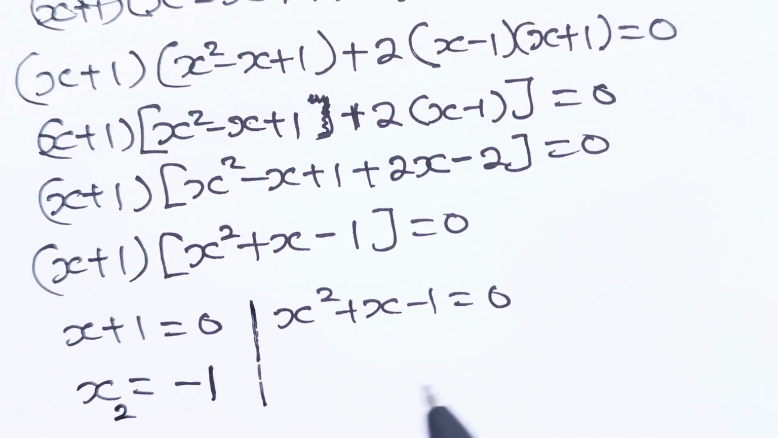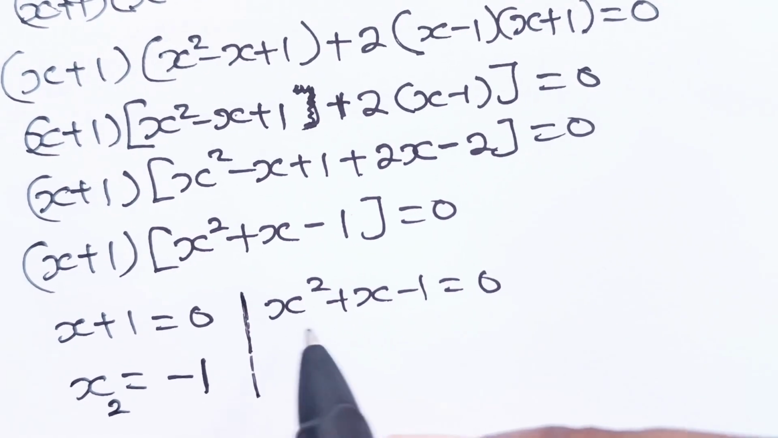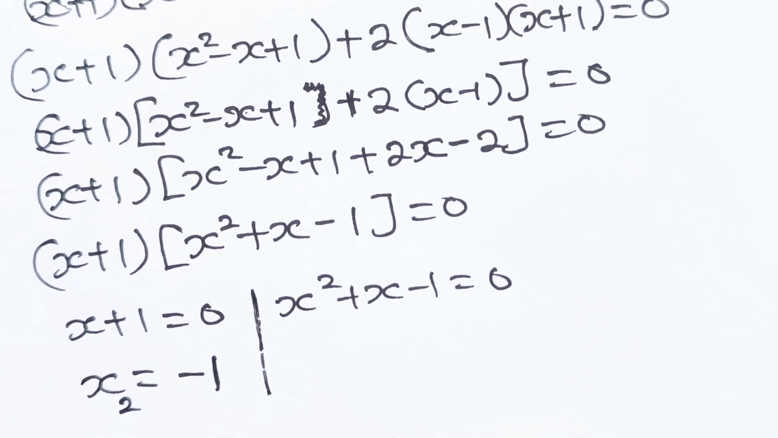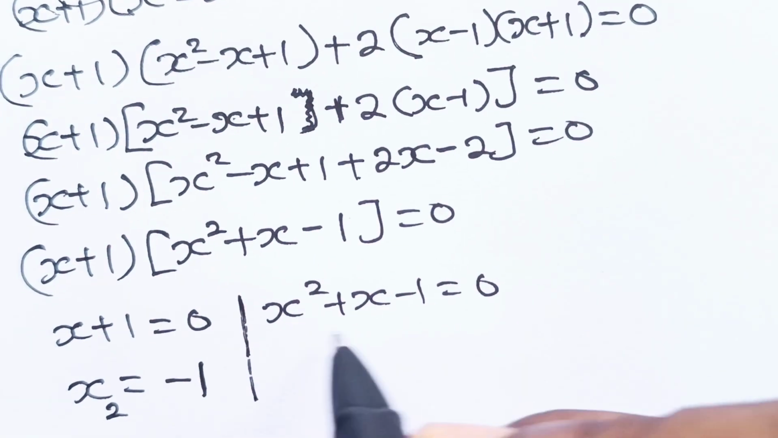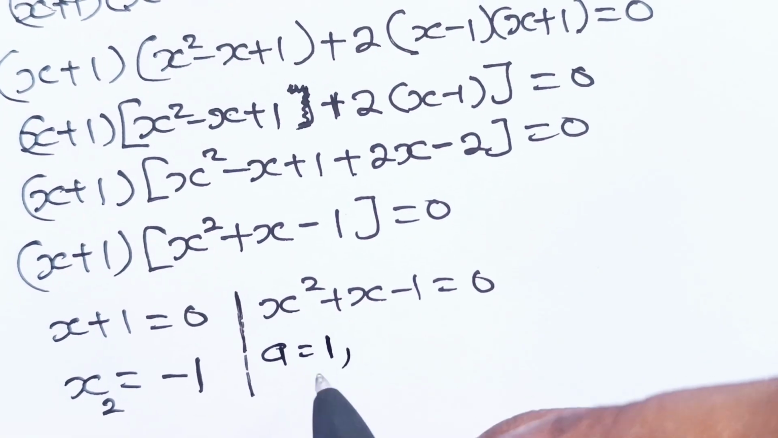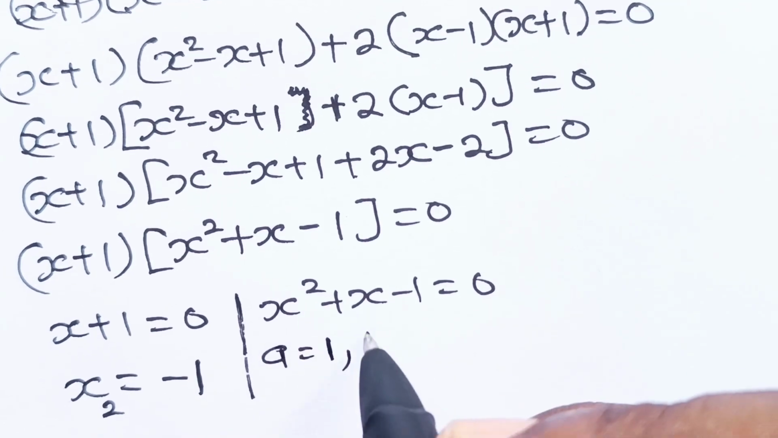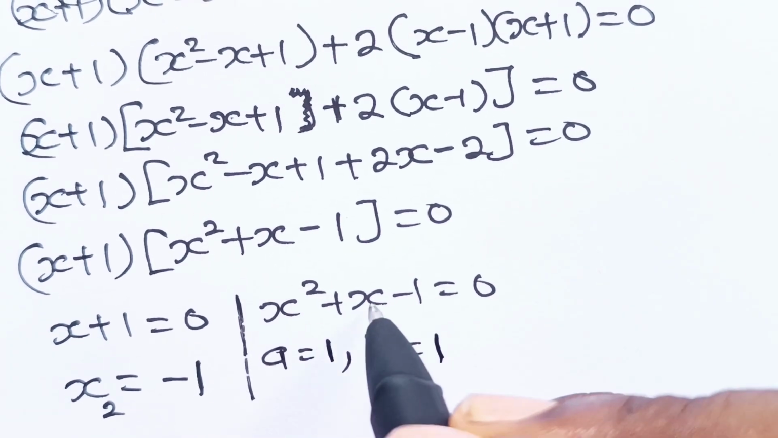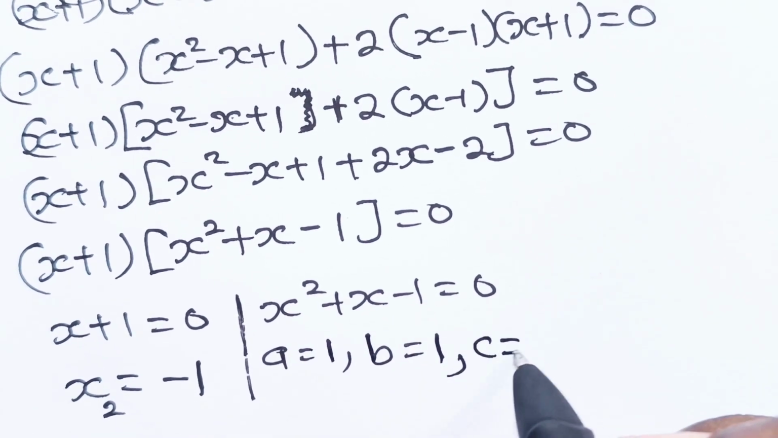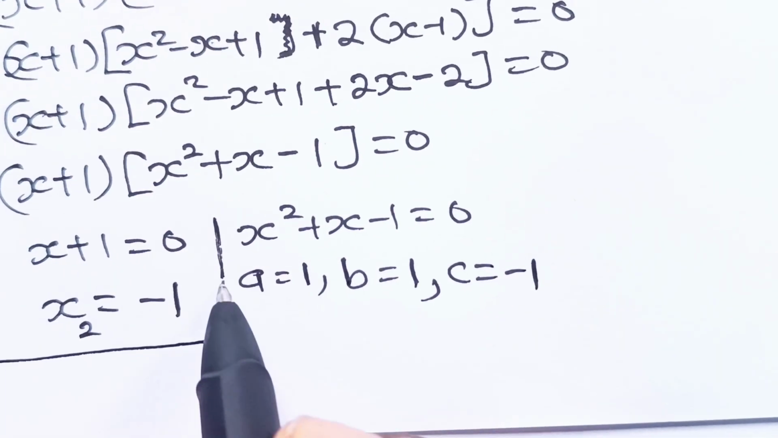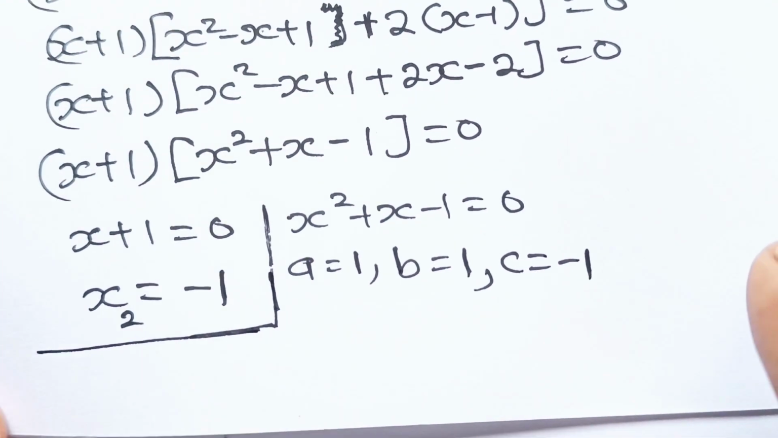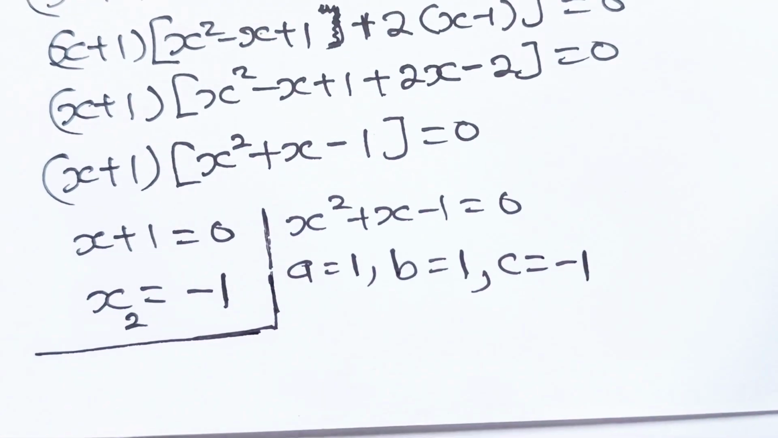That is the second value of x. And from here, we are going to solve this using the quadratic equation formula. Now, in the quadratic equation formula, here a is equal to 1, right? The coefficient of x squared. b is equal to 1, the coefficient of x. And c is equal to minus 1, the constant.